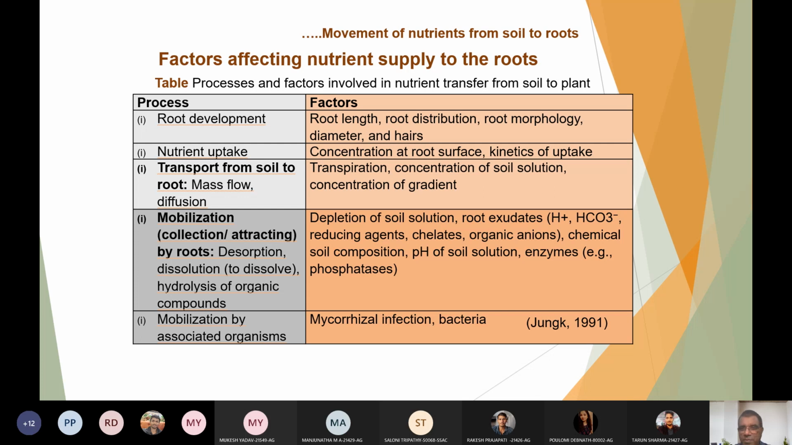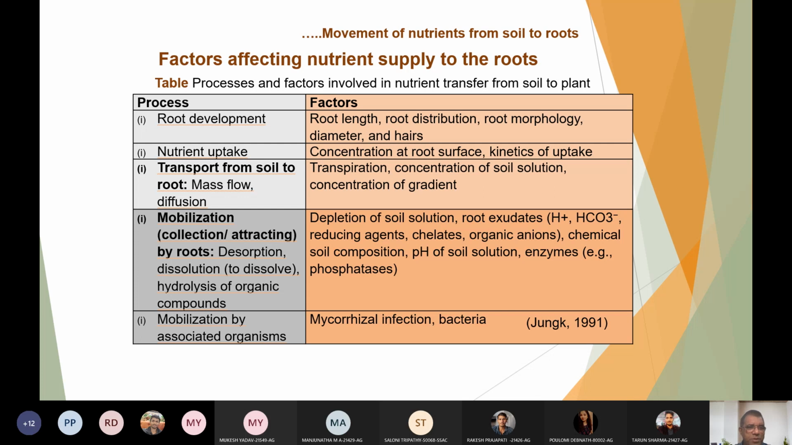Number one is root development. Root is very, very important. You have seen root interception, root length, root distribution, root morphology, diameter, and hairs. The finer the roots, the longer the roots, the deeper the roots, the more spread of roots, it will increase the accessibility of the nutrients by roots. Next is nutrient uptake, the concentration at the root surface. How much is the concentration at the root surface? Kinetics of uptake varies with the species and variety.